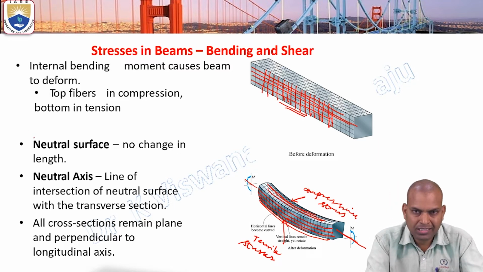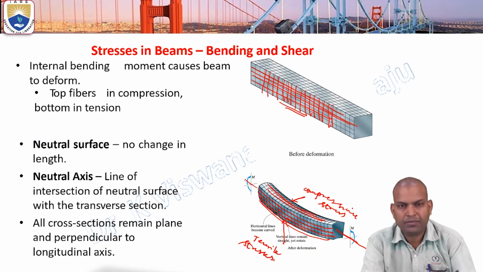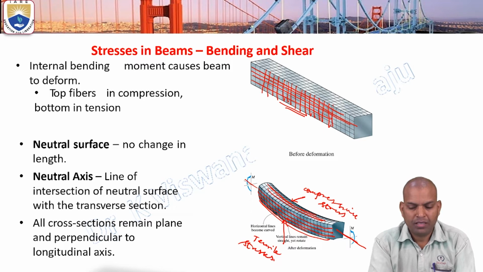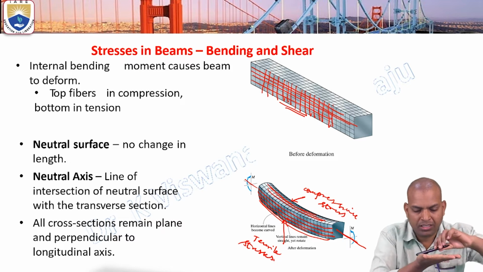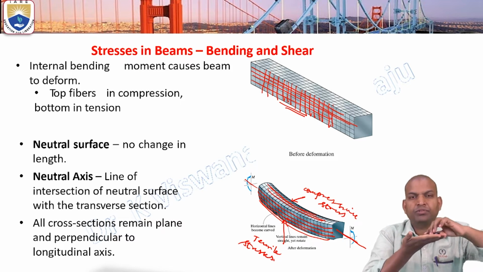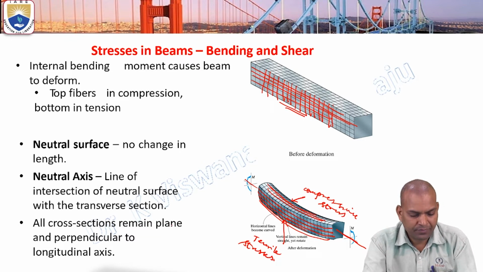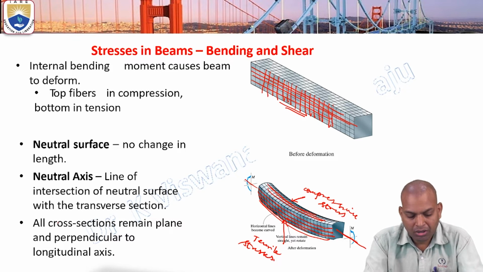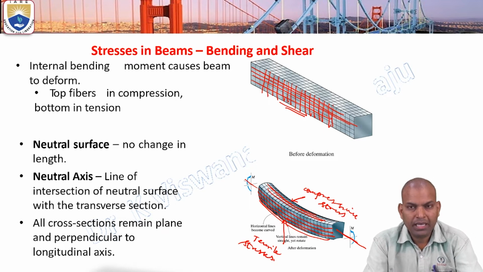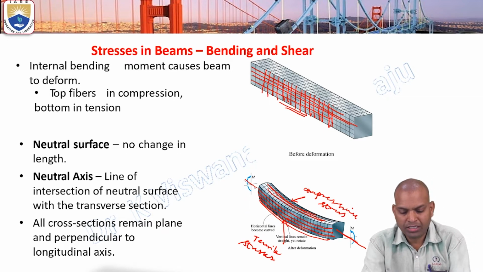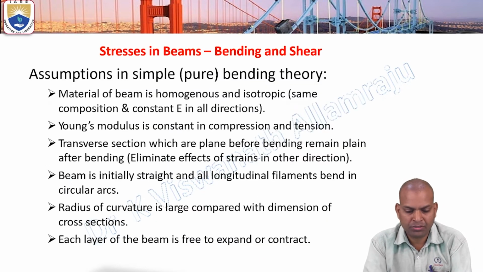The neutral axis is the line of intersection of the neutral surface with the transverse section. The neutral axis passes through the horizontal surface. The line of intersection of the neutral surface with the transverse section is known as the neutral axis. All the cross sections remain plane and perpendicular to the longitudinal axis after deformation, the same as before deformation.